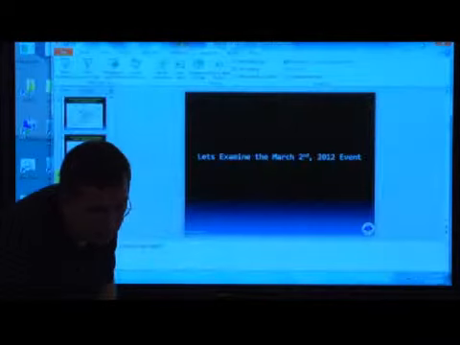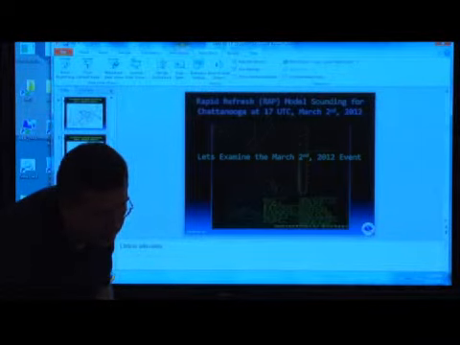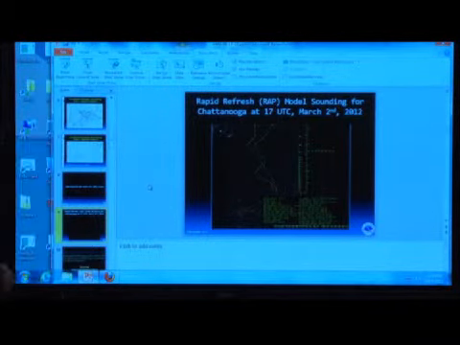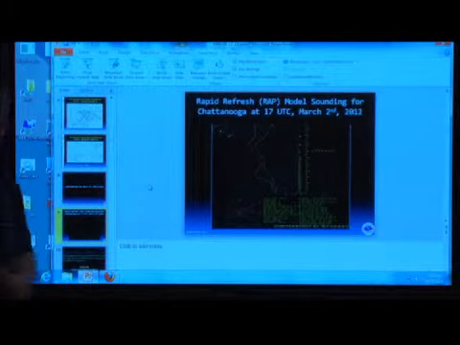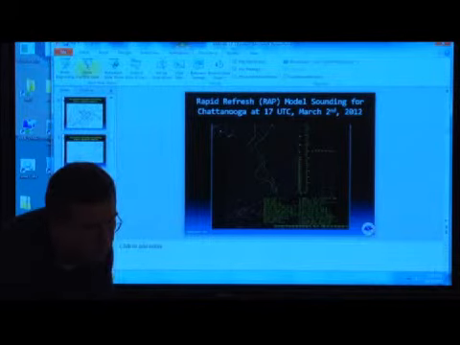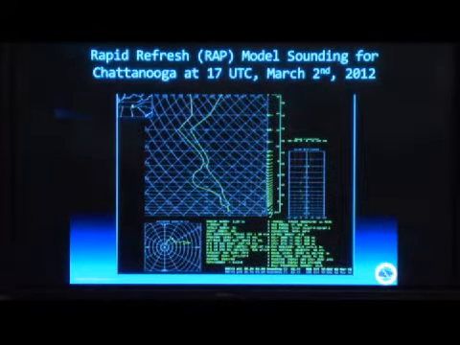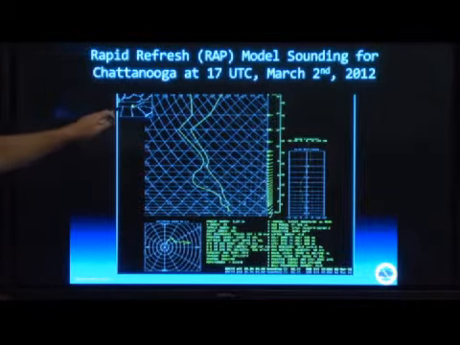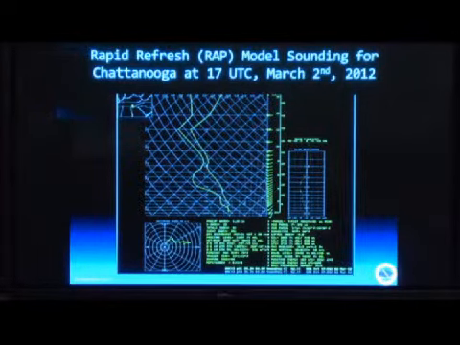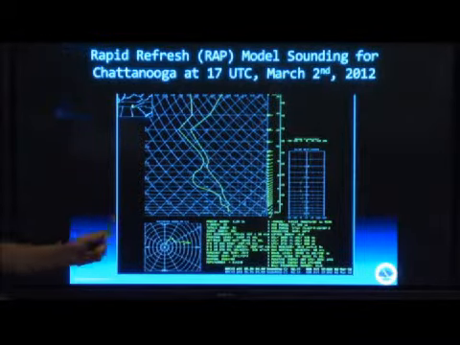All right, let me move back to the presentation. This is the last thing I was going to show you. This right here is a sounding, around the Harrison, Tennessee area. This is what we call a RUC sounding, or actually it's Rapid Refresh now. It's just a model sounding of what the environment looked like in the vertical profile.